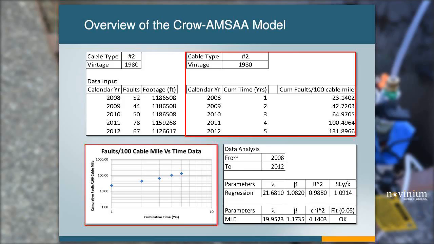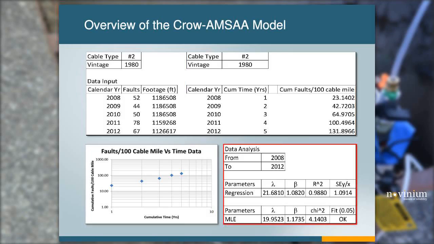Next, we'll look at the output once we run the model. Again, same calendar years, the cumulative time. Since we're looking at only the last 5 years of data, we start the clock at that last year, if you will, at 2008. We then calculate the faults per 100 cable mile based on each of those calendar years, and then again plot that up as you see in the lower left-hand corner, cumulative faults per 100 cable mile versus cumulative time. We then fit our modeling parameters to the data.